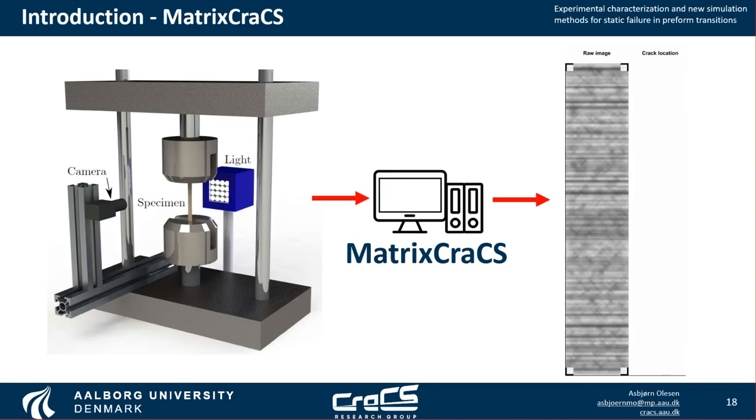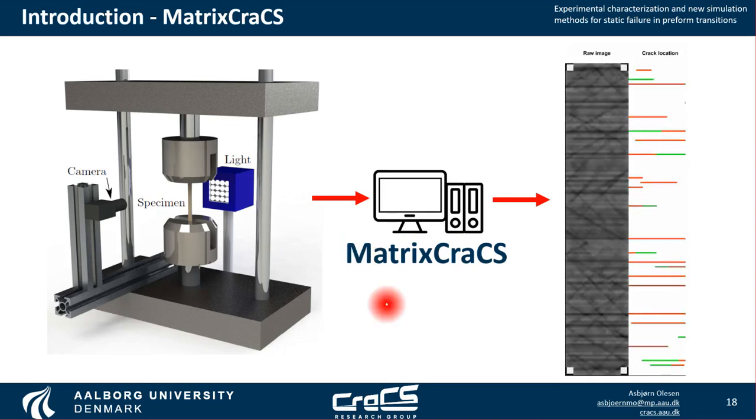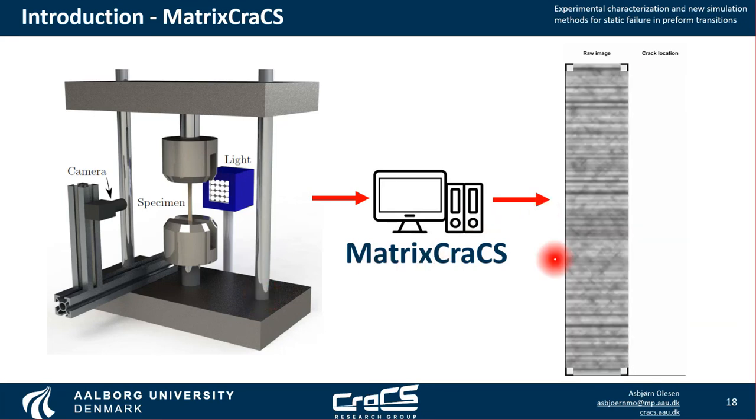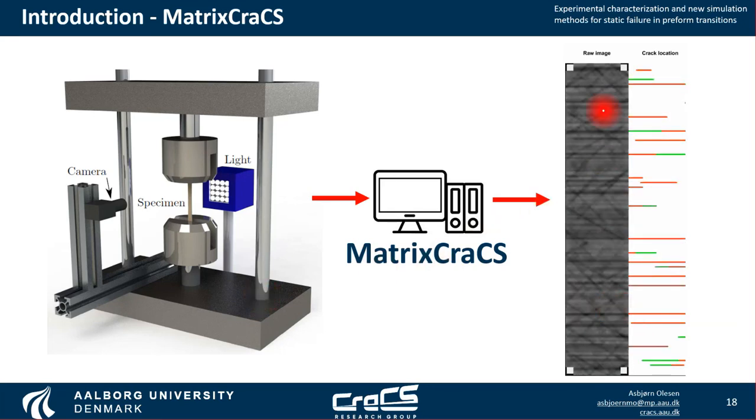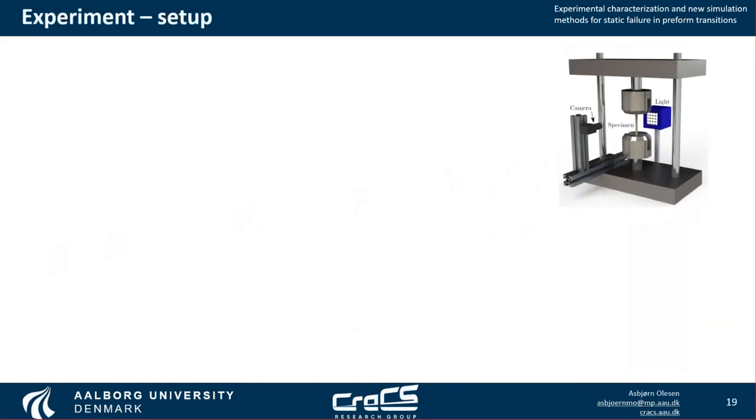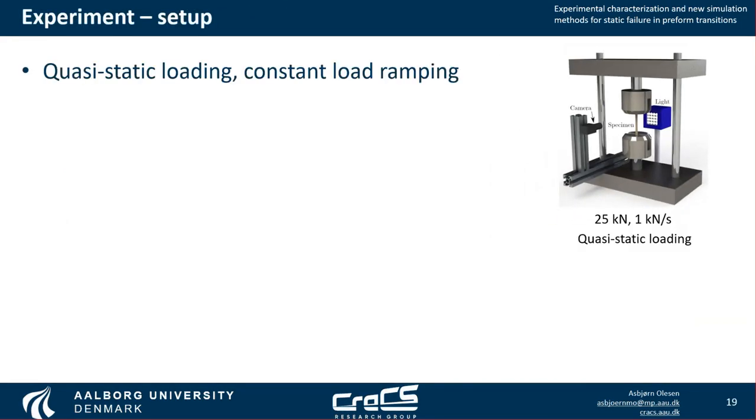As a short overview of what we do instead, we work with a tension setup shown here. We then take images of our specimens, pass them through our method, and the output is that from a raw image, we can detect cracks with good accuracy. The condition for loading is quasi-static loading under constant load rates.